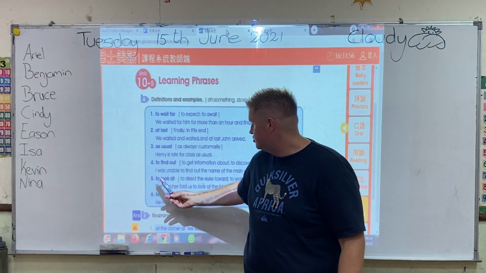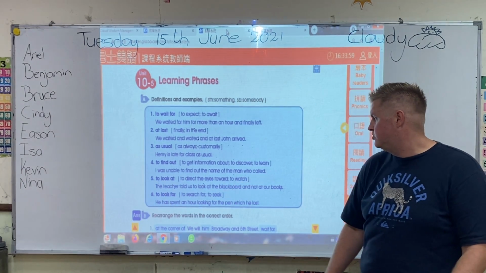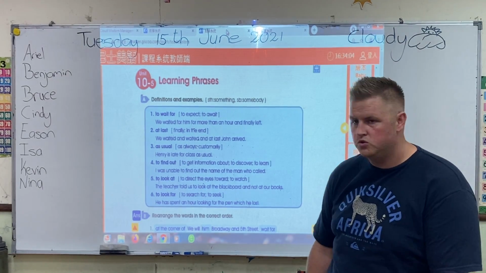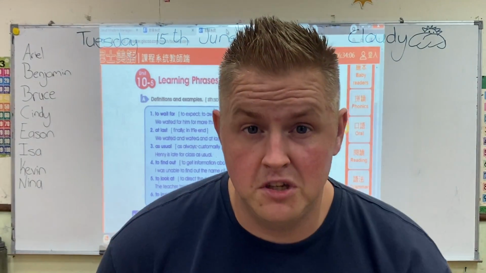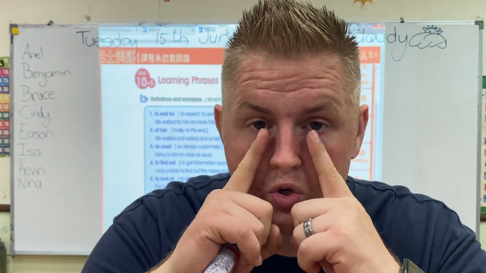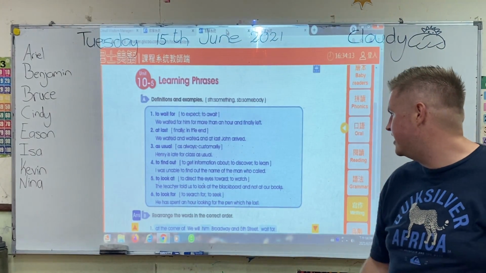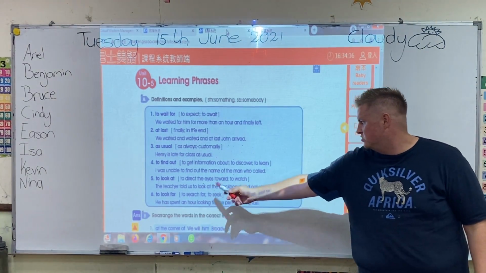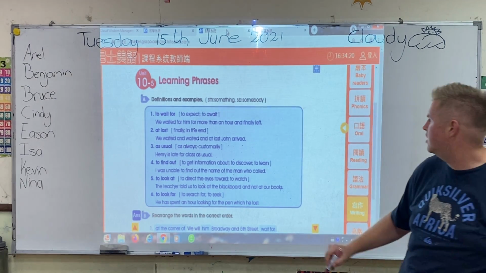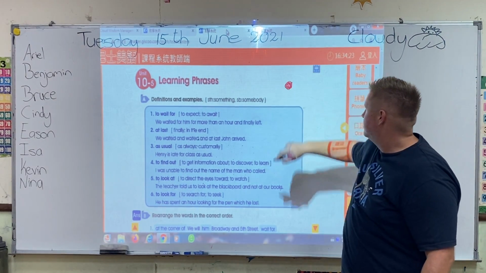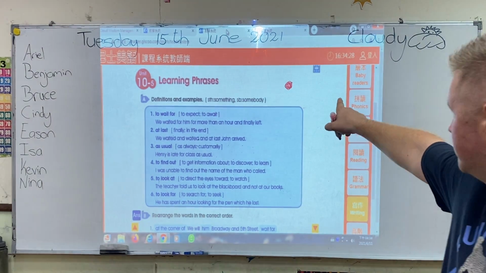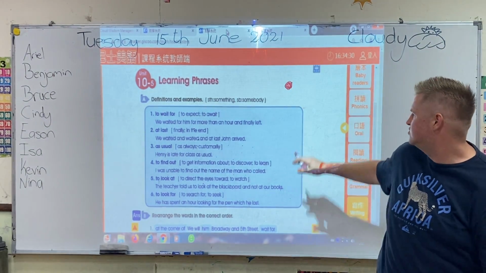Number 5, to look at. To direct the eyes toward, or to watch. You see my eyes? You are looking at me. I'm looking at you. The teacher told us to look at the blackboard and not at our books. So I can say, look at the red dot. Are your eyes looking at the red dot? Yes, so it is to look at.